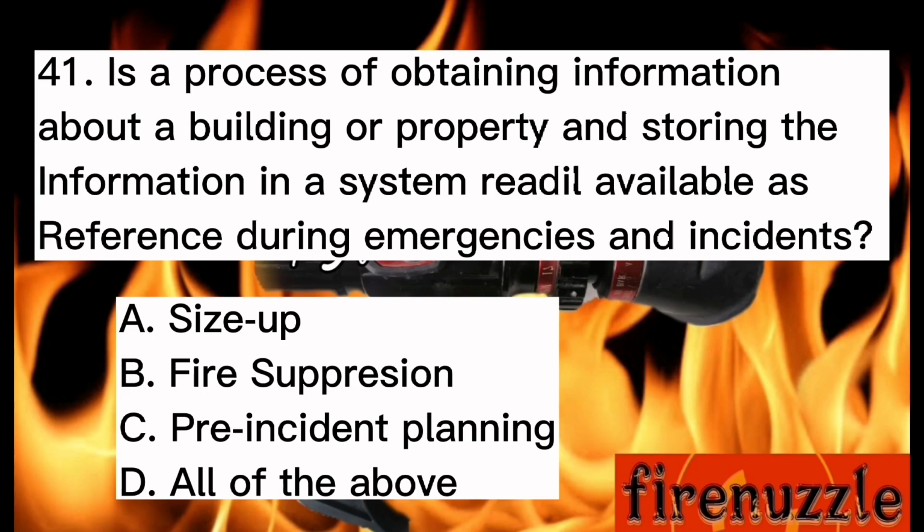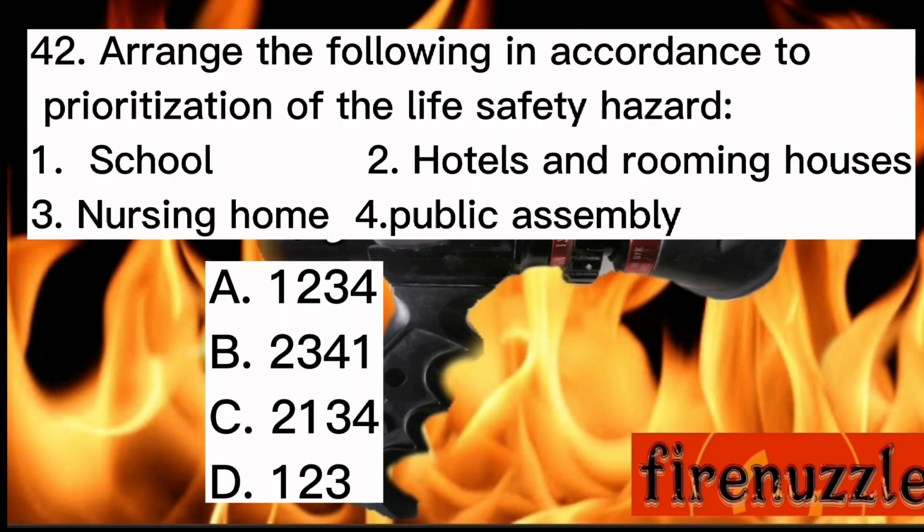It is a process of obtaining information about a building or property and storing the information in a system readily available as reference during emergencies and incidents. Arrange the following in accordance to prioritization of the life safety hazard. 1. School. 2. Hotels and rooming houses. 3. Nursing home. 4. Public assembly.